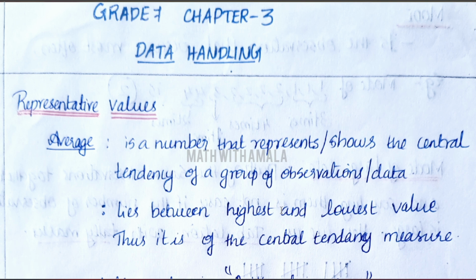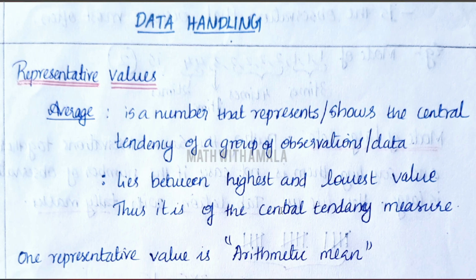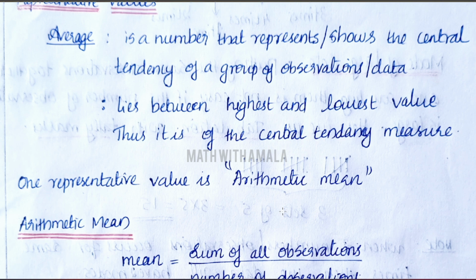The first value is average. Average is a number that represents or shows the central tendency of a group of observations or data. The central tendency means that the group of observations or data is actually moving to that particular point and we call it average, and it lies between the highest and lowest value, thus it is a central tendency measure.